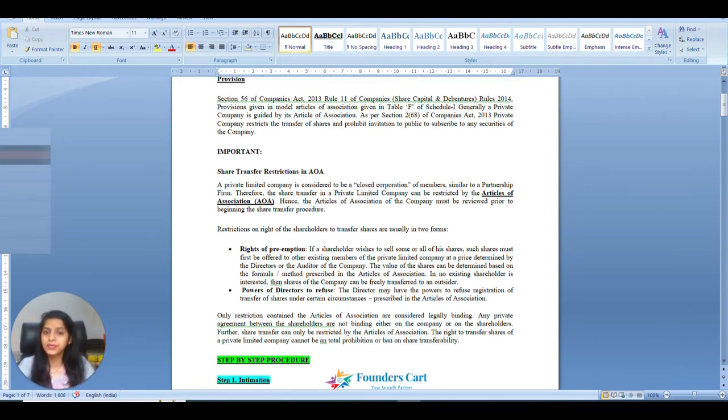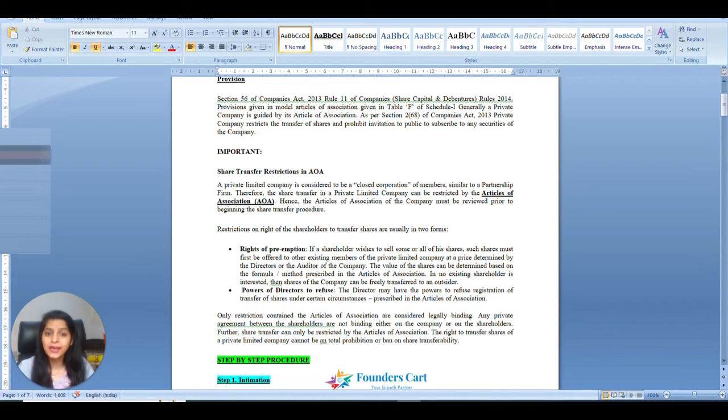First is the right of preemption. In this, if a shareholder wishes to sell some or all of his shares, such shares must first be offered to the existing shareholders of the private limited company. If all the existing shareholders decline to accept the offer, then he can offer the shares to an outsider. But the final approval is basically in the hands of the board of directors of the company. Second is the power of the directors to refuse.